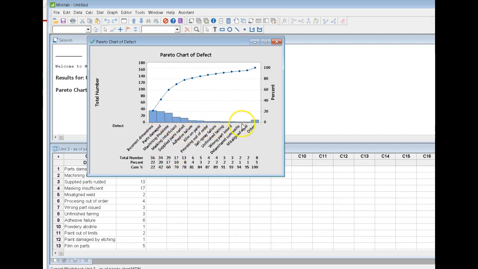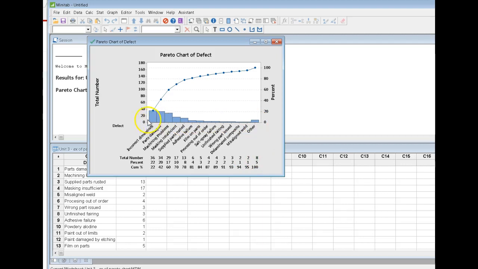And I have that all the way down. And I finally come to misaligned weld, which accounts for, there's 2 of them, accounting for 1%. And then there's a few that all get lumped into the last 5%. They get lumped into other.